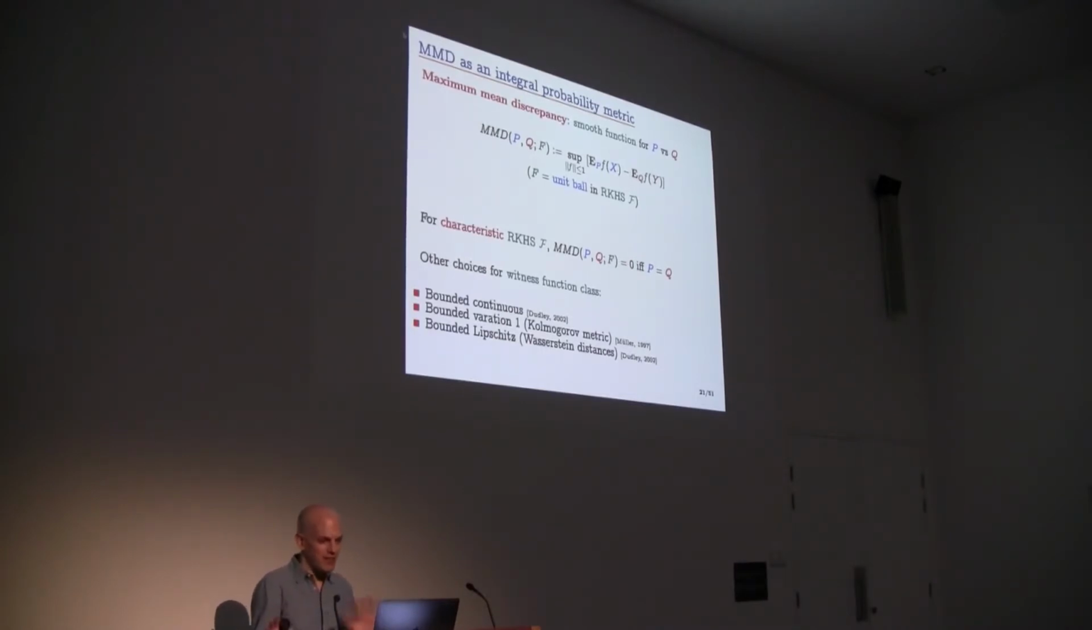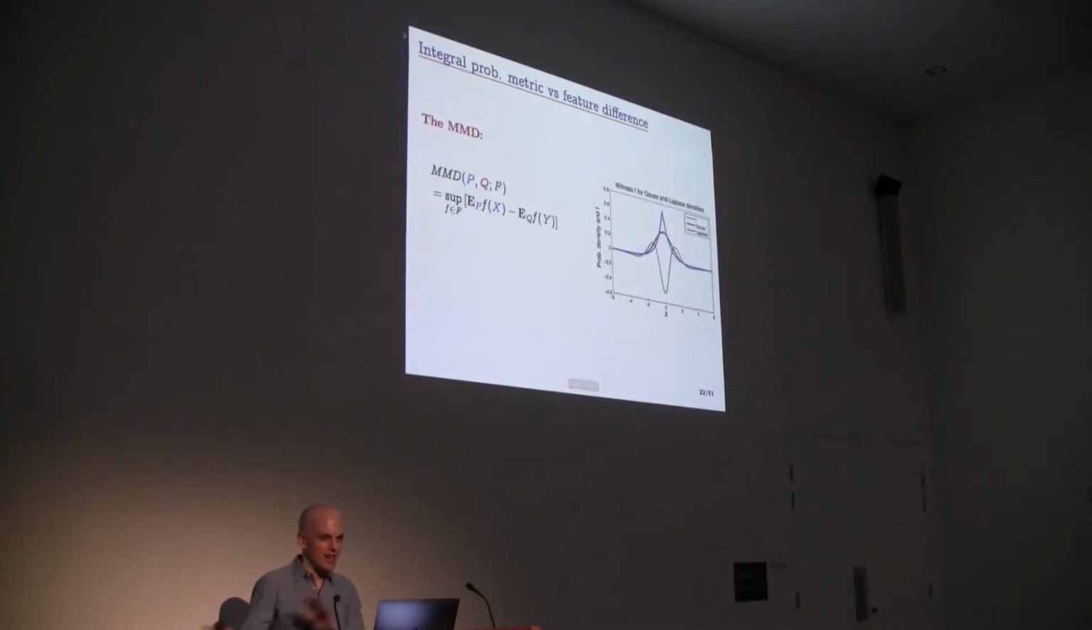All right, so now we've defined our function, so let's link these two notions of distance together. We'll start with this integral probability metric formulation for the maximum mean discrepancy, which is this function in a unit ball that maximizes the difference in expectations under P and Q.